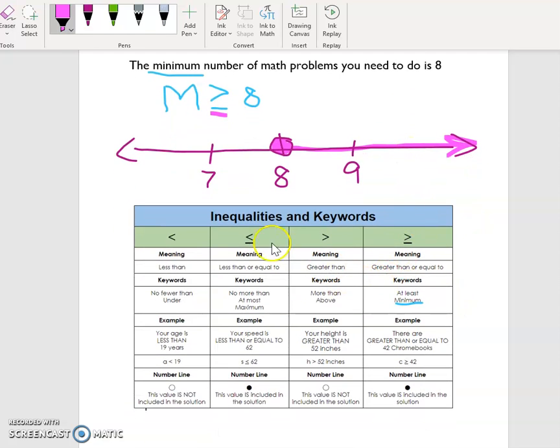Today it's going to be important for us to familiarize ourselves with some new vocabulary. We're introducing two new symbols for our inequalities, and that just means there's a line underneath indicating that it can be equal to that value.